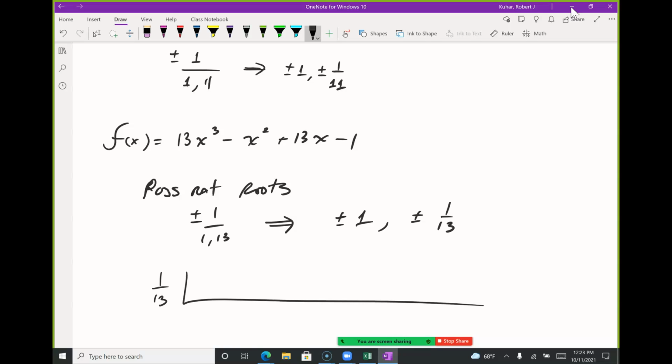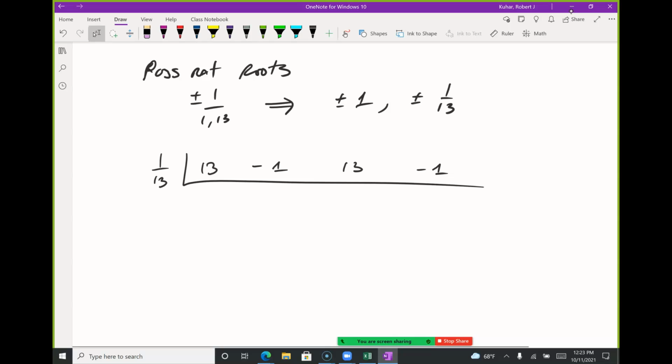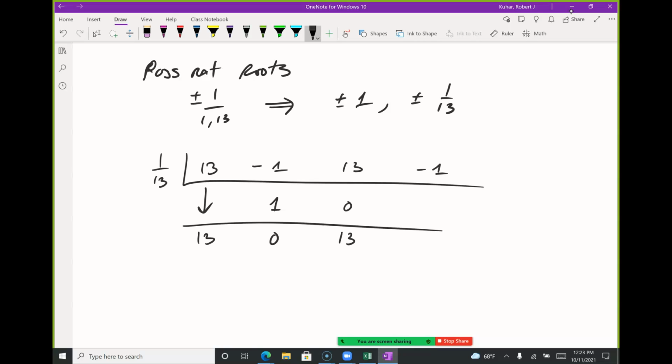So I think it could be 1 over 13. It's my only hope. It doesn't have to be. It could be an irrational root, right? Usually the irrational roots come in pairs because of that quadratic formula piece. But let's see. So 13 minus 1, 13 minus 1, right? Yes. So bring down the 13, multiply, I get a 1, I add, I get a 0, multiply, I get a 0, I add, I get a 13, multiply, I get a 1, and then I get a 0, so it worked.